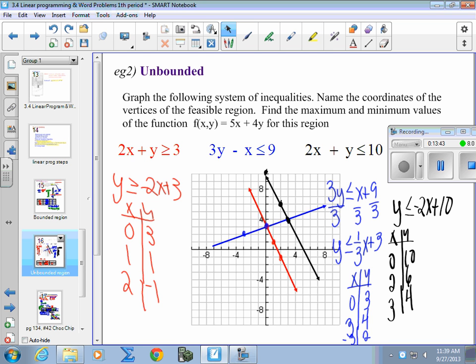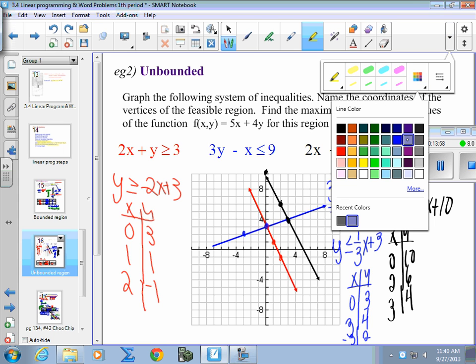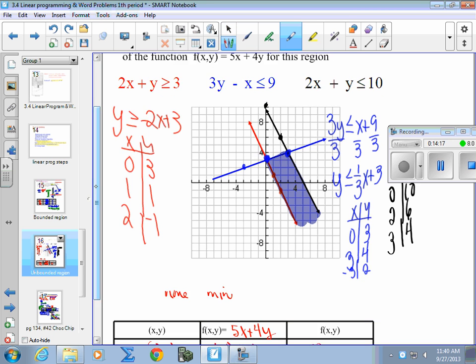It tells us to shade above the red line, below the blue line, and below the black line. So we would shade everything here. We do need to go back to get vertices. So this is vertices, and that's the vertices. So we have 0 and 3, and we have 3 and 4.